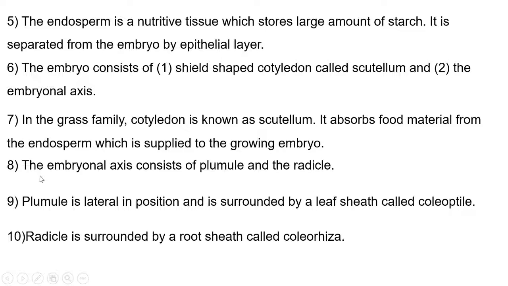After germination, the embryonic axis consists of plumule and the radicle. The plumule is lateral in position and is surrounded by a leaf sheath called coleoptile. The radicle is surrounded by a root sheath called coleorhiza.